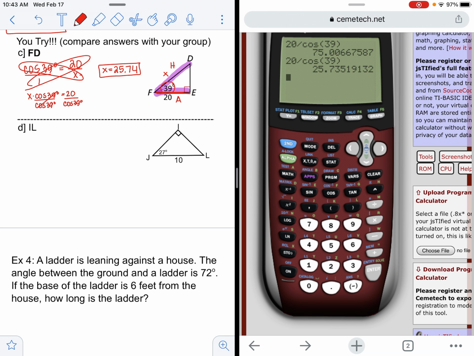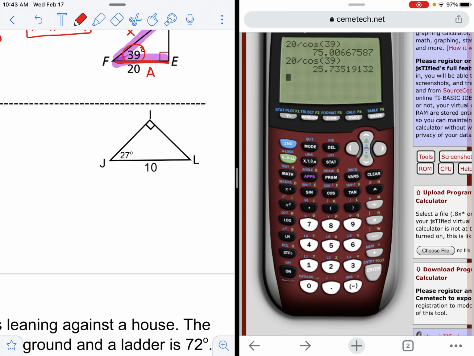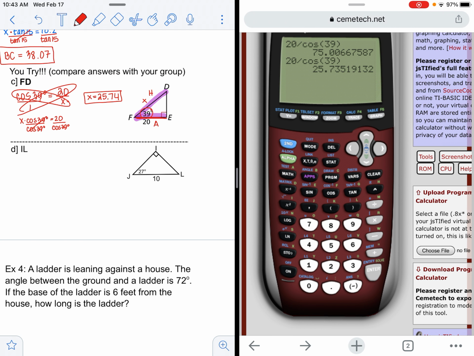Okay, why don't you pause the video and try finding IL on your own, and then come back and see how you did. If you got 4.54, you did it correctly. You can fast forward if you got it through that. If you didn't, then here's how you get it.